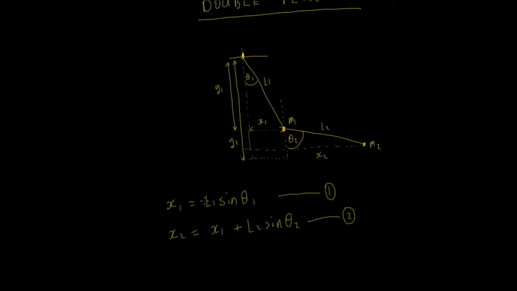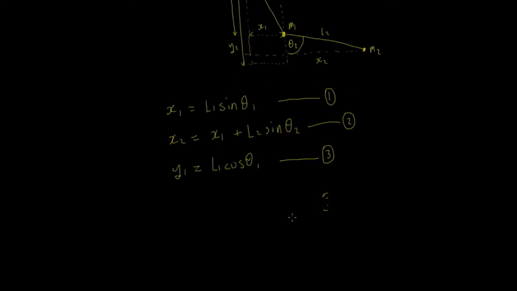And we're also interested in the y distances. Okay, so we can see that y1 is going to be equal to L1 times the cos of this angle theta 1. So it's L1 cos of theta 1, and we'll call that 3.